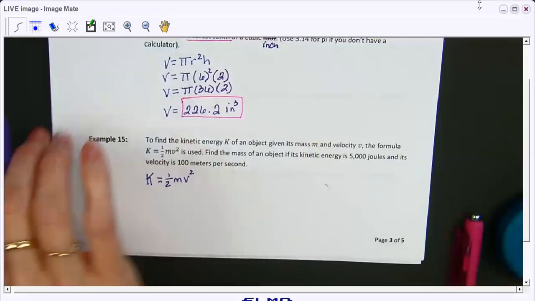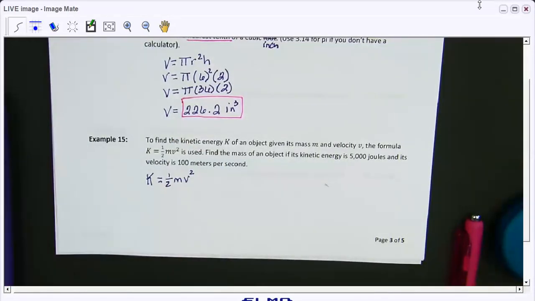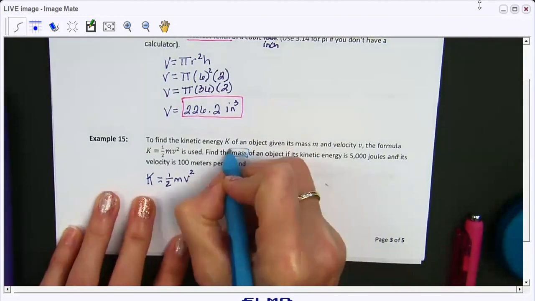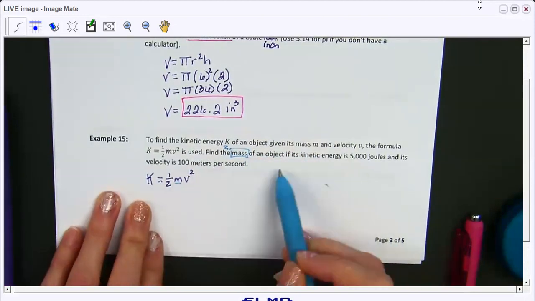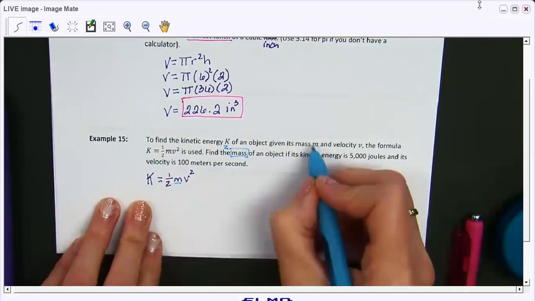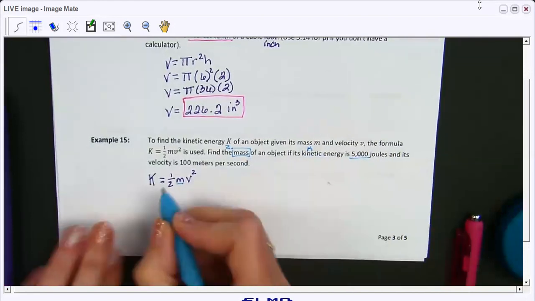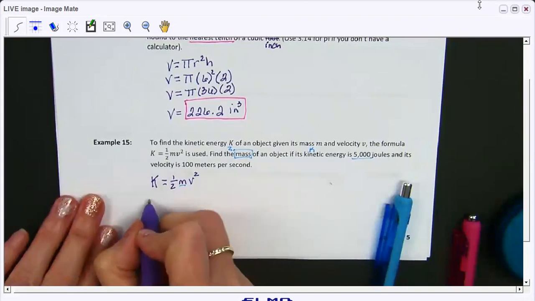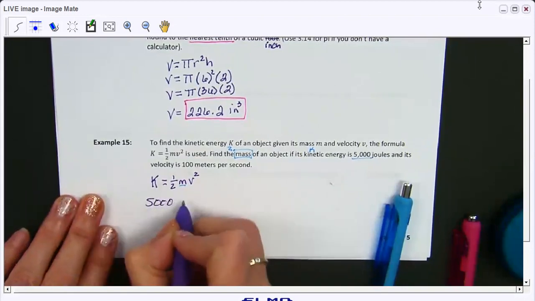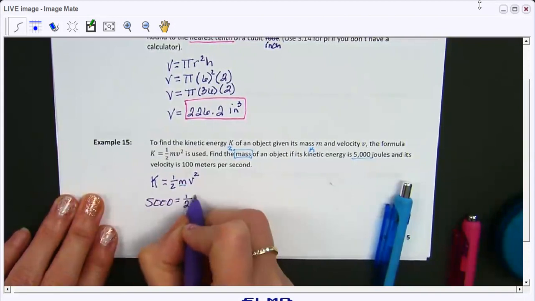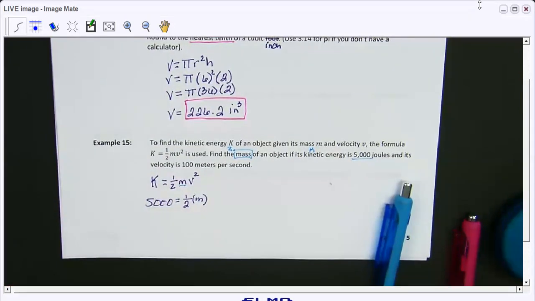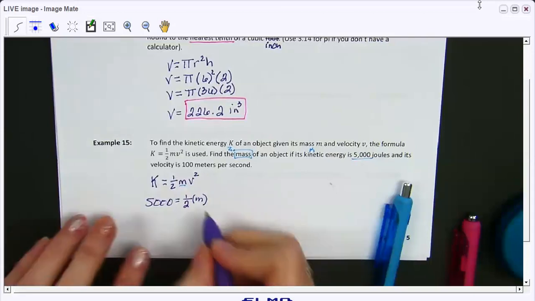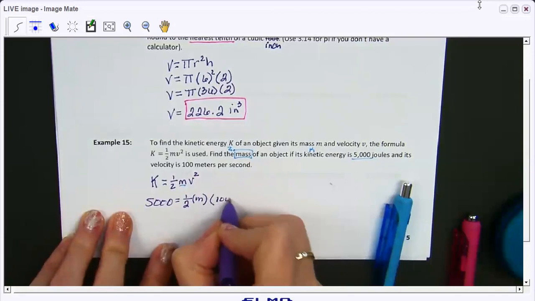Okay, we're gonna go over this a bit because some of the variables, we may not know what they are or the numbers. So it says find the mass of an object. So mass is going to be what we're looking for. So we're looking for the M. If it's kinetic energy, so kinetic is our K, is 5,000. So 5,000 is going to go where the K is. And then it's 1/2 times M. We don't know what M is. And then it says that our velocity is 100 meters. So then we'll multiply this by 100 squared.